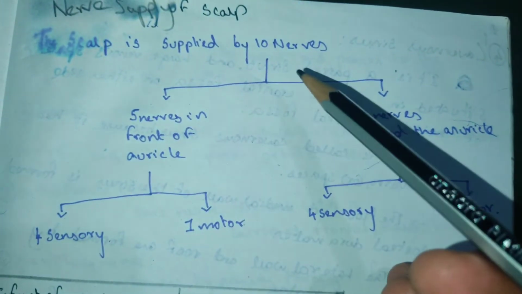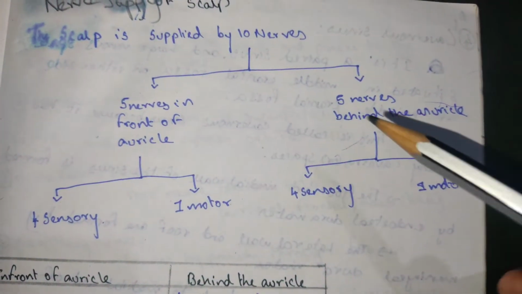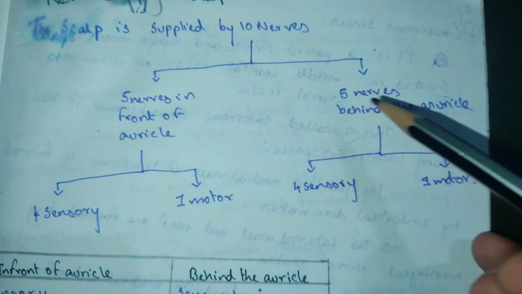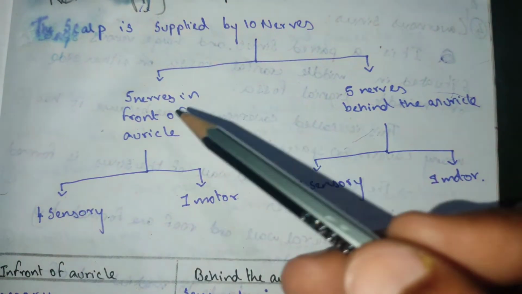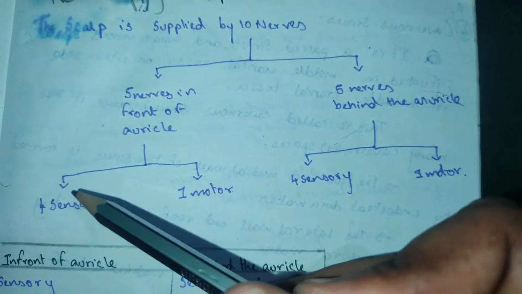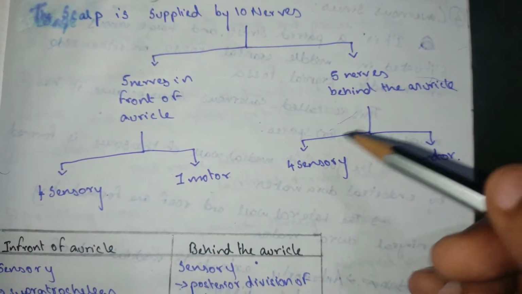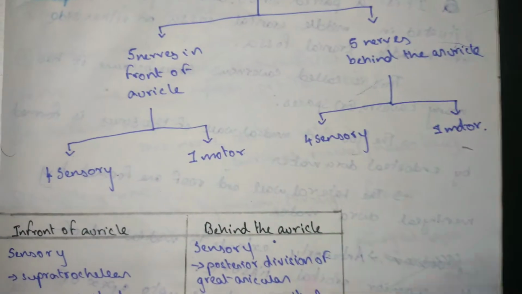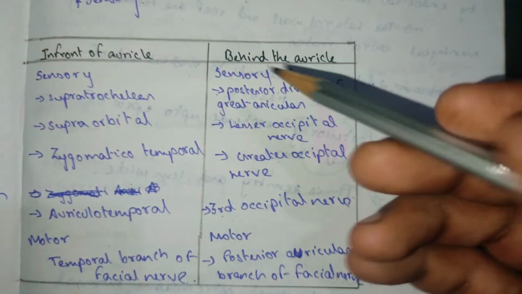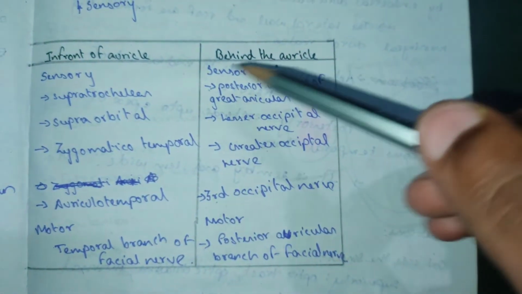The scalp is supplied by 10 nerves, 5 in front of the auricle and 5 behind the auricle. The 5 in front of the auricle are 4 sensory and 1 motor, and the 5 behind the auricle are also 4 sensory and 1 motor. For better understanding, I have put it in a tabular column, in front of the auricle and behind the auricle.